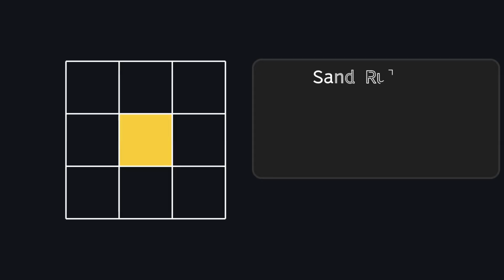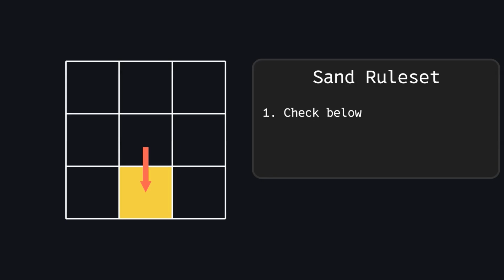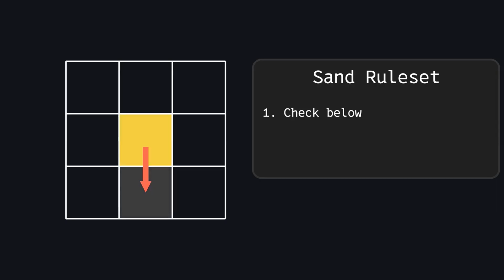First, let's look at how the simulation itself works. Sand is one of the simplest particles to simulate because it follows a small set of rules. When updating a sand particle, we check the cell directly below it. If the cell beneath it is empty, the particle moves down. If it's blocked, we check the down left and down right cells. If one of those is empty, the sand falls diagonally.